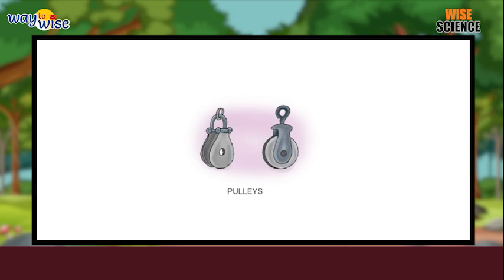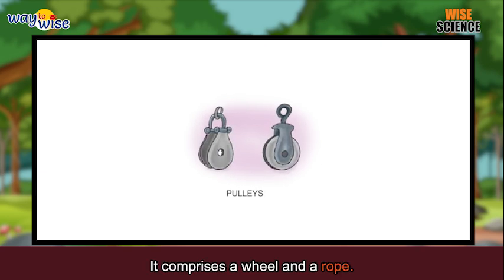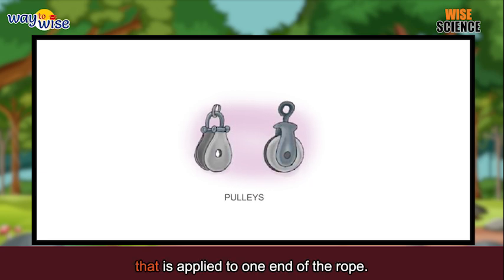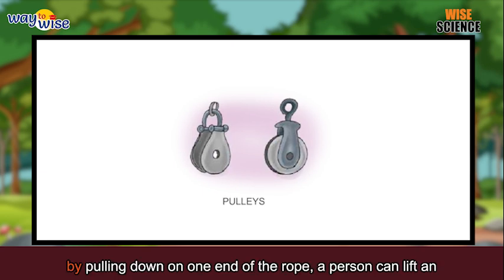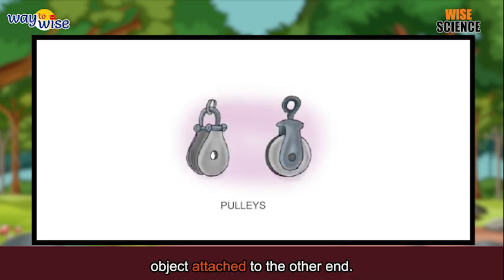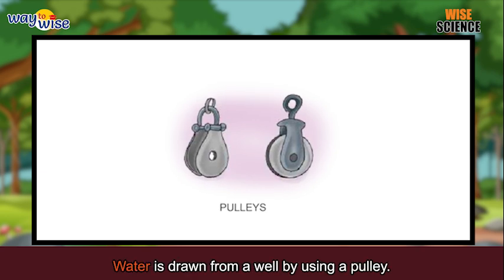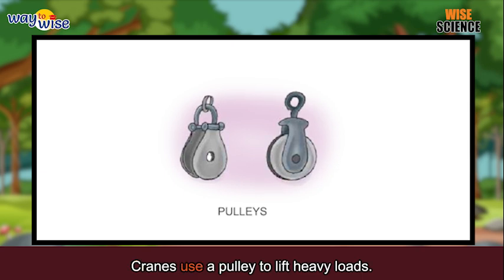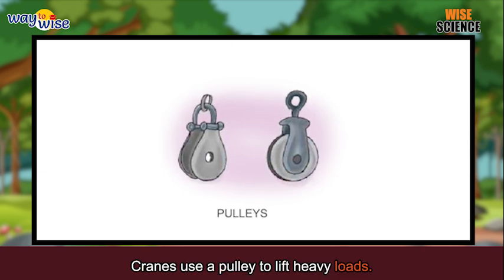The pulley. It comprises a wheel and a rope. The pulley changes the direction of the force that is applied to one end of the rope. For example, by pulling down on one end of the rope, a person can lift an object attached to the other end. Water is drawn from a well by using a pulley. Cranes use a pulley to lift heavy loads.